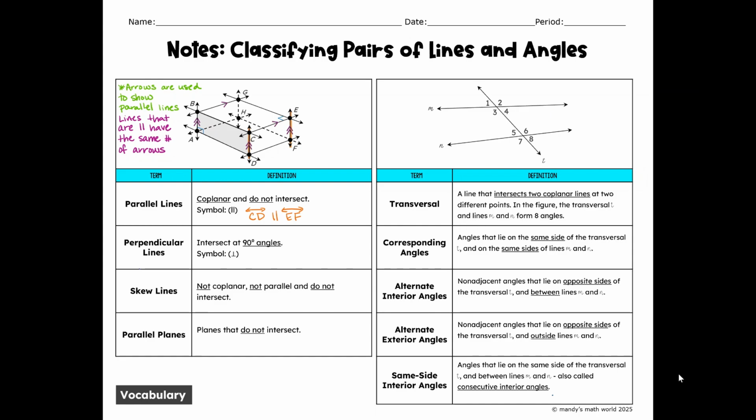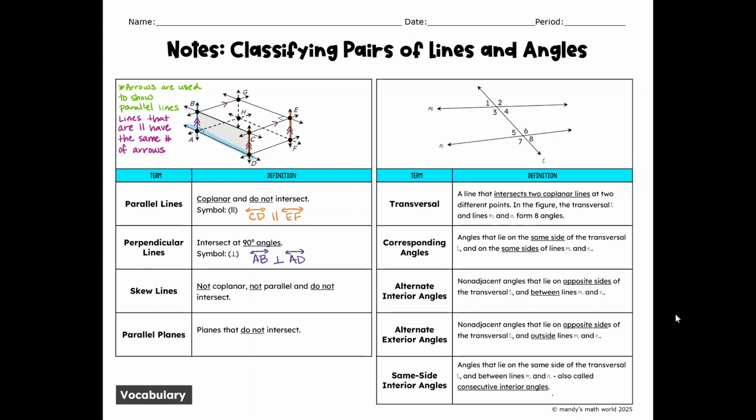Perpendicular lines intersect at 90-degree angles. And I want to remind you that if ever you see this little box in the corner of where two lines meet, that lets you know that is a 90-degree angle right there. So perpendicular lines intersect at 90-degree angles. The symbol is an upside down capital T. And I could say that line AB is perpendicular to line AD.